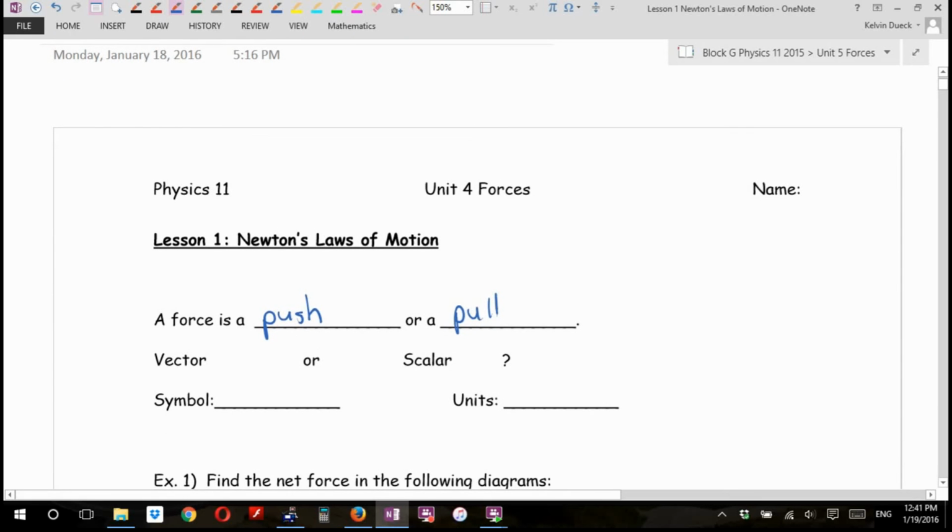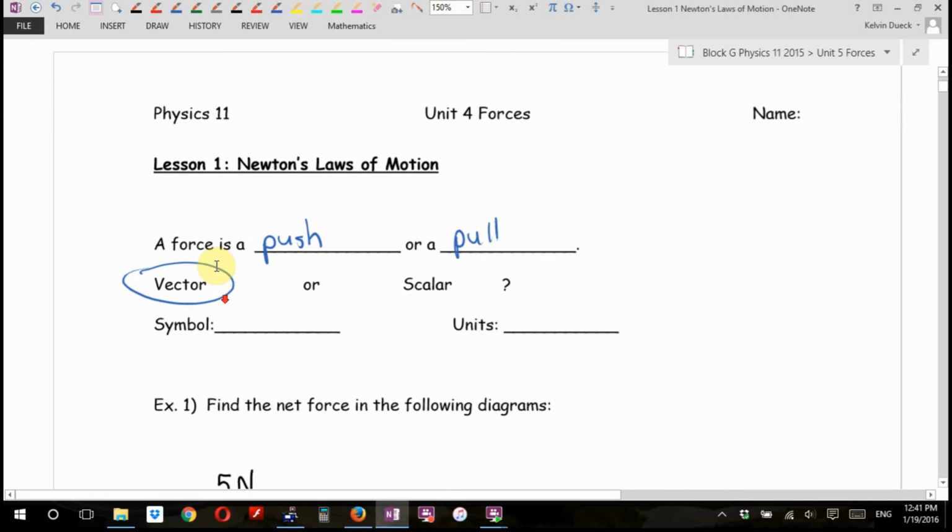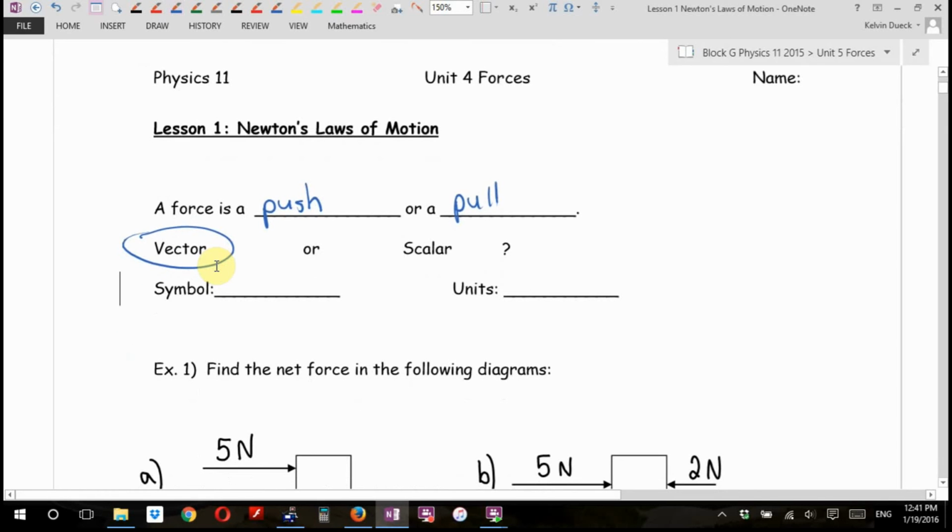Force, vector or scalar, it's absolutely a vector. Direction makes a huge, huge, huge difference. It's a vector. Symbol for force. What would be a good letter to use for force? Capital F. And I'll put the vector symbol above it just to remind myself, hey, it's a vector. That's going to be important. Units. Force is measured in newtons. Symbol capital N.